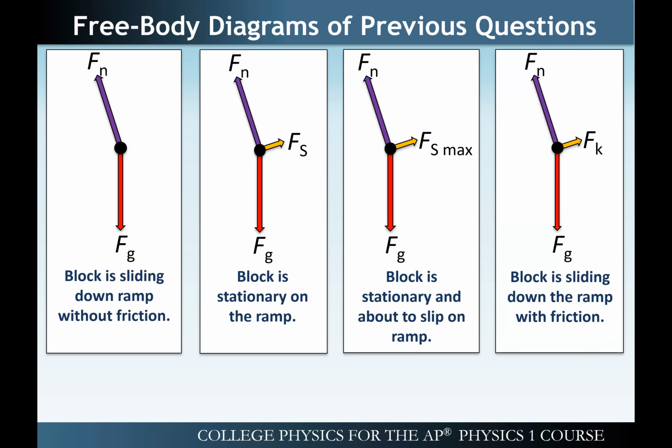Even if it's not sliding down the ramp at a constant velocity, it's still just these same three forces. The only thing that would be different between a constant velocity and accelerating would be how long that FK force vector is. If it's at a constant velocity, that FK arrow needs to be the same length as the x component of the weight. If it's accelerating down the slope, then the FK arrow, the kinetic friction force arrow, should be shorter than the x component of the weight. But in terms of what forces are there and what their angles would be, the shape of it, generally speaking, is the same.